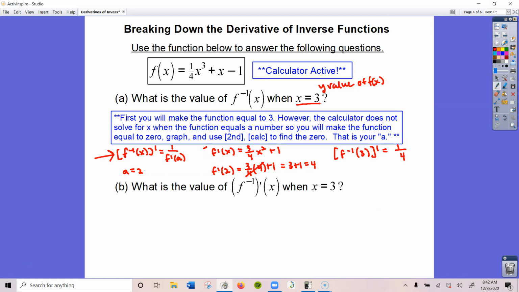So sorry, I got ahead of myself. This first part A was just to find the inverse value when x is 3, which was the 2, and then the value of f inverse prime of x when x is equal to 3 is the 1 over 4. So these are the two different kinds of notation that you can see. Sometimes it'll say f inverse prime of x, or sometimes it'll say f inverse of 3 and then in brackets prime, and both are correct notations.